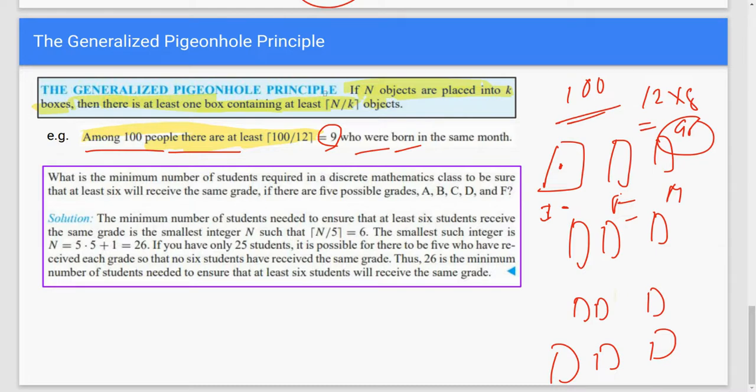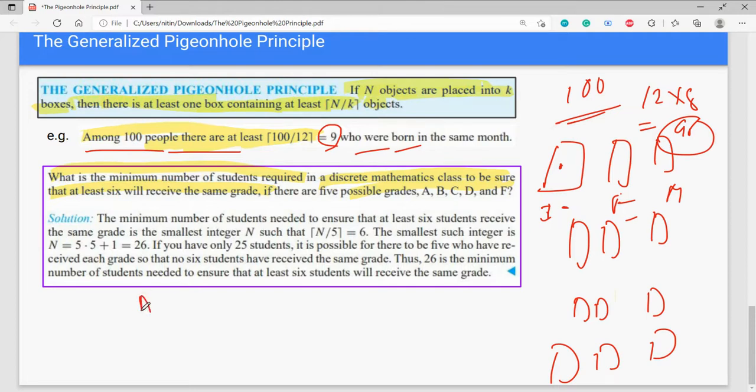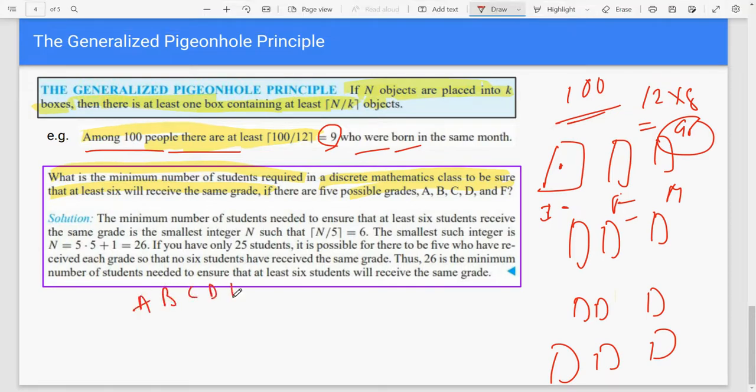So questions like this can be asked. Let's see this second question, which is interesting. It asks: what is the minimum number of students required in a discrete mathematics class to be sure that at least 6 will receive the same grade, if the possible grades are A, B, C, D, F? These are all the 5 grades. So how many students should be in the class so that at least 6 students, not one, not two, will receive the same grade?